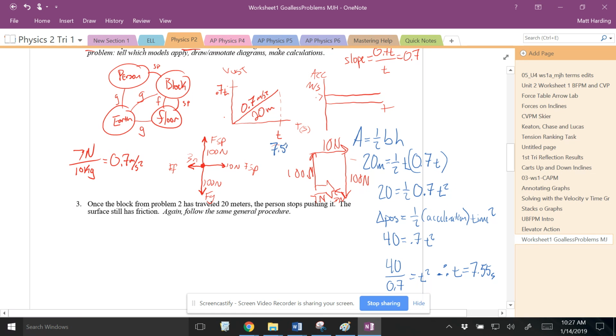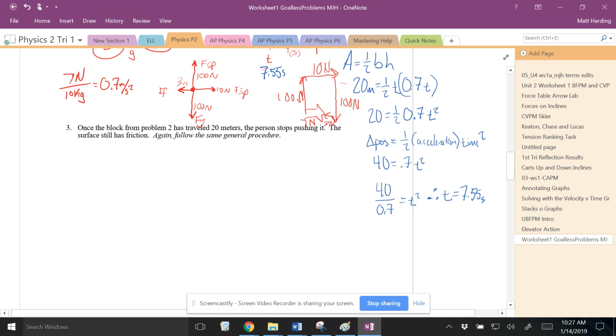So now we can come back over here. This is 7.55 seconds, and I can figure out what 0.7 times 7.55 is. That gives me that velocity. What'd you get for that, Hayden? The velocity. 5.29, okay, 5.3 meters per second. So again, that's just solving things out using the tools.